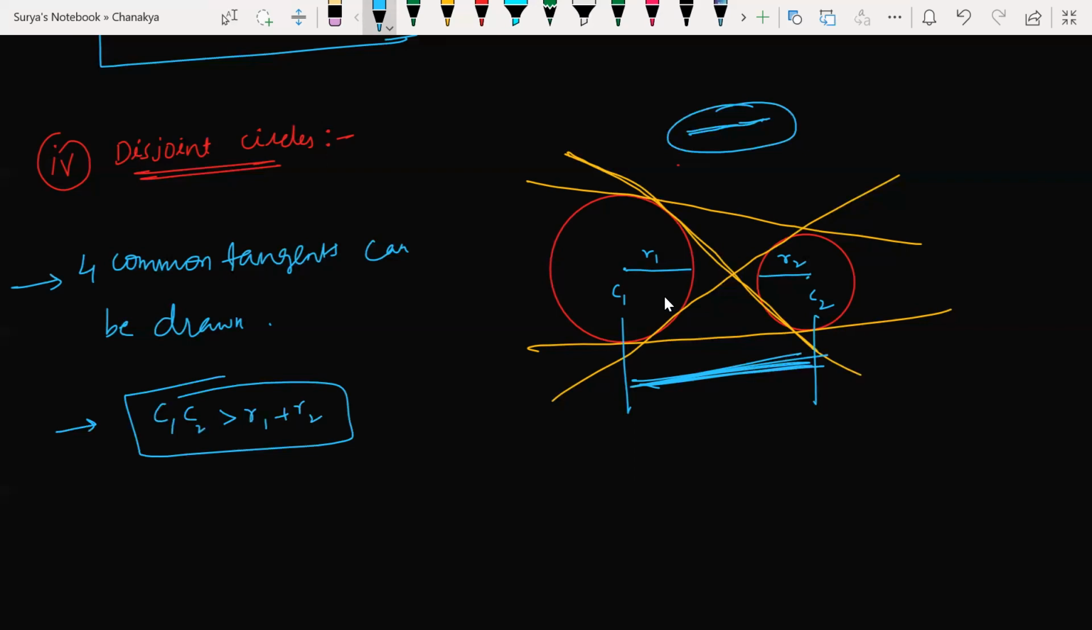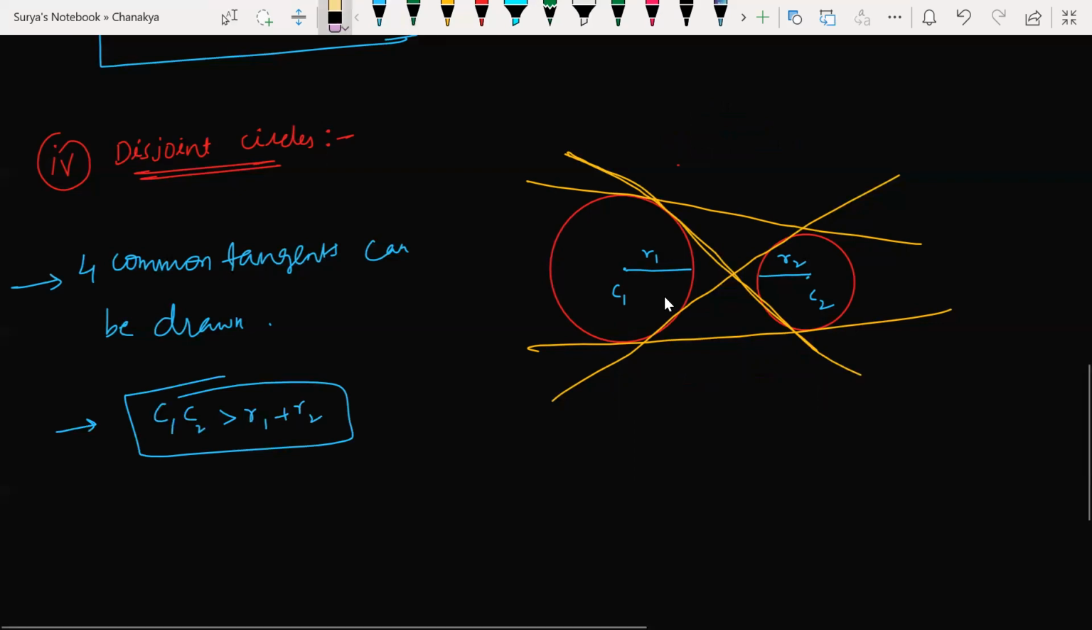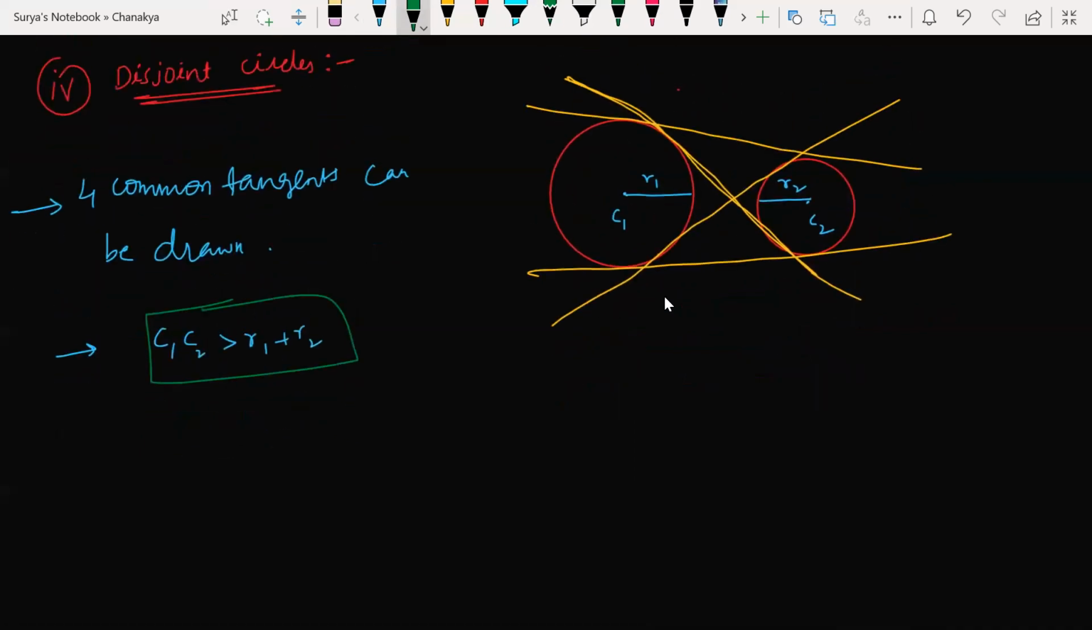Getting my point, people? Yes or no? A little common sense, guys, isn't it? Here C1C2 is of course greater than R1 plus R2. Am I correct, people? C1C2 is greater than R1 plus R2. This is what we have. So the number of common tangents is how many here? 4 tangents can be drawn here. Very simple.